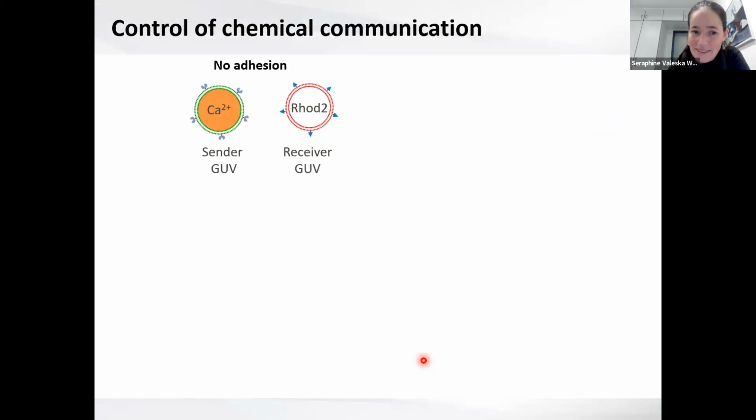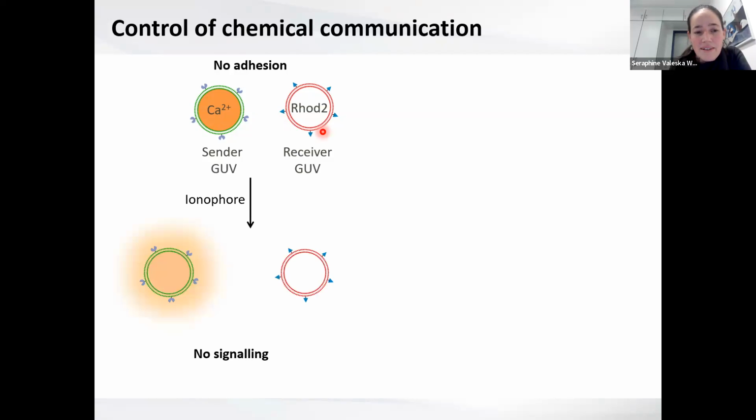And so we replicated this in synthetic systems. So now we have here giant unilamellar vesicles, and one functions as a sender, and it has calcium as a signal loaded into it. The receiver has a calcium-sensitive dye called Rhod-2, and if we then can release this calcium signal by adding an ionophore.